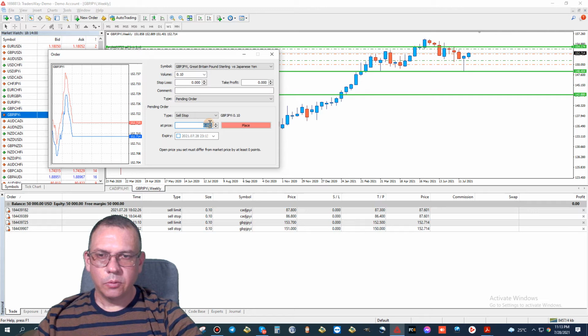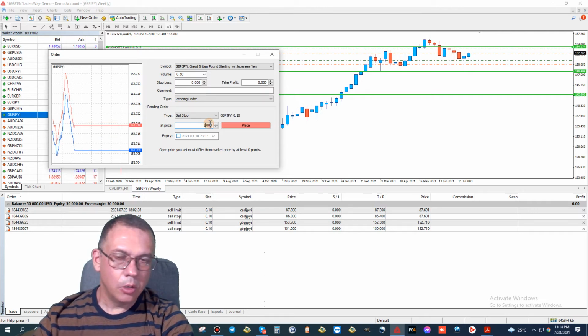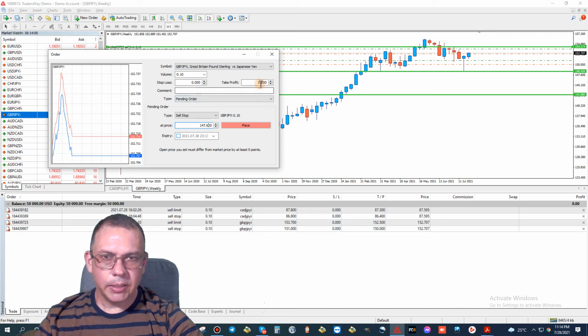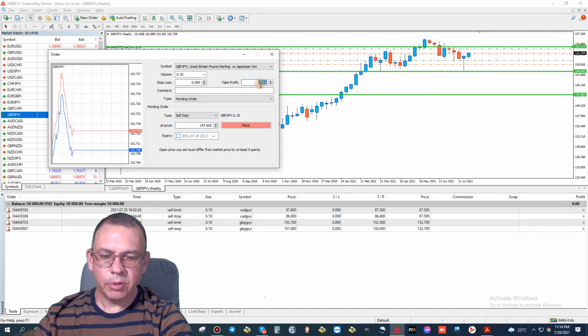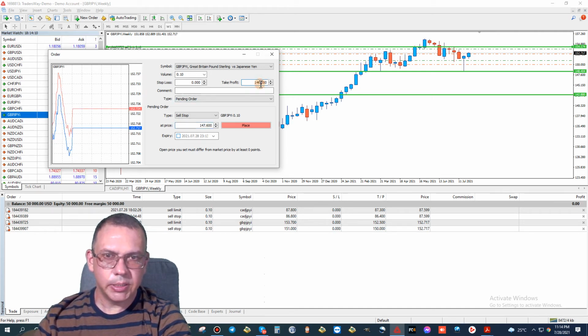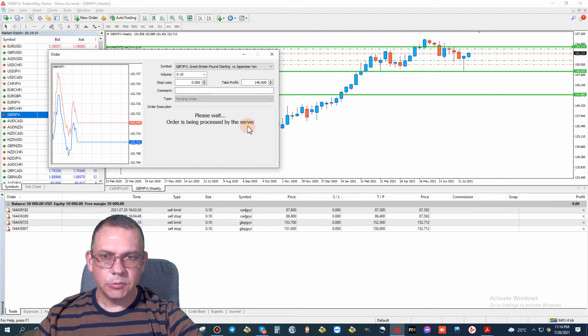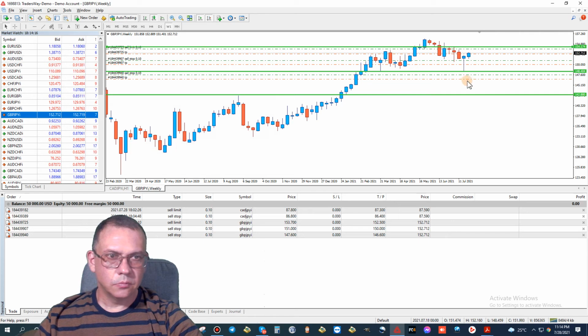Watch this. I'm going to put a sell stop at 147.600, and then take profit at 146.600. That's another 1,000 right there. And let's just see how that looks. Boom, look at that. There's 1,000 pips right there. And I could put yet another. Why not?